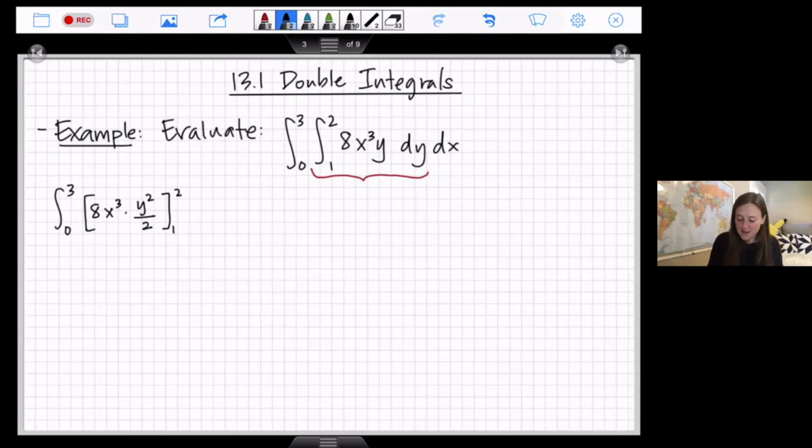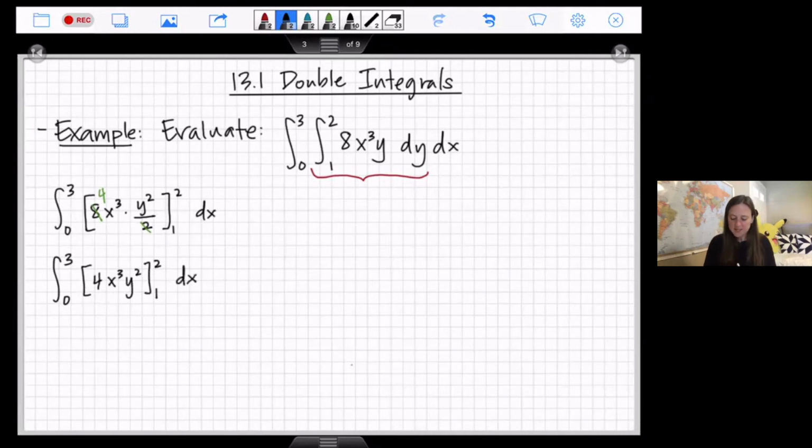And then hanging out at the end, I've got this dx, which indicates I've got another integral to do when I'm all done with this y integral. Let's simplify what's in the brackets to make this look nicer. The 2 can divide into the 8 and give me a 4. So I've got the integral from 0 to 3, 4x cubed y squared from 1 to 2, and then the dx hanging out there.